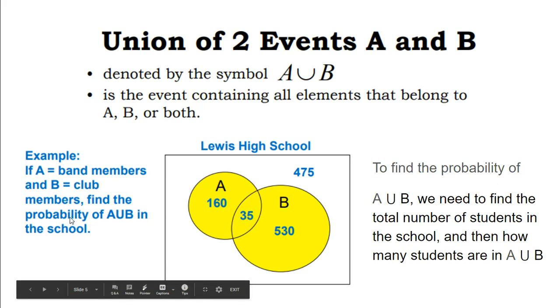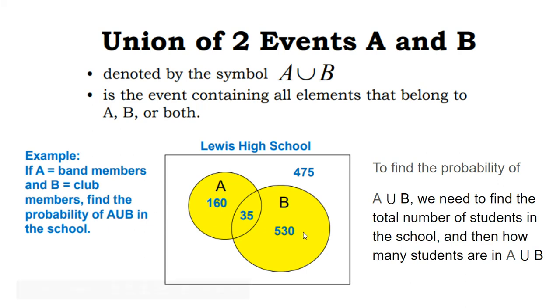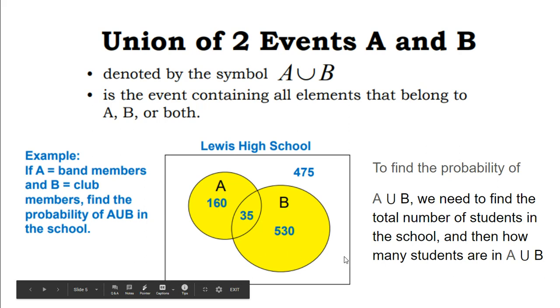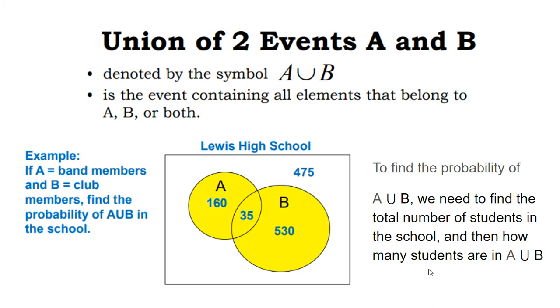Now, if I wanted to find the probability of A union B, I would need to divide A union B by the total number of students in the school. So what I would have to do is take 160, 35, 530, add that together, and I will get 725. And I would divide that by the 1,200, and that would give me my probability.